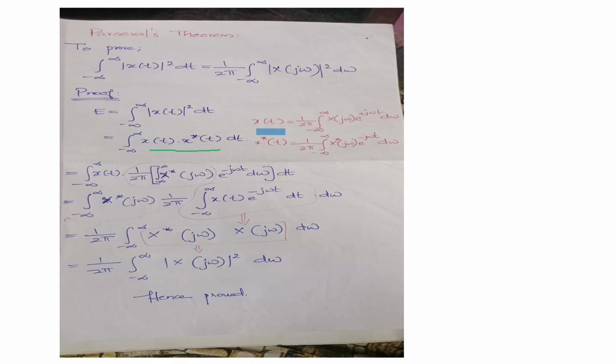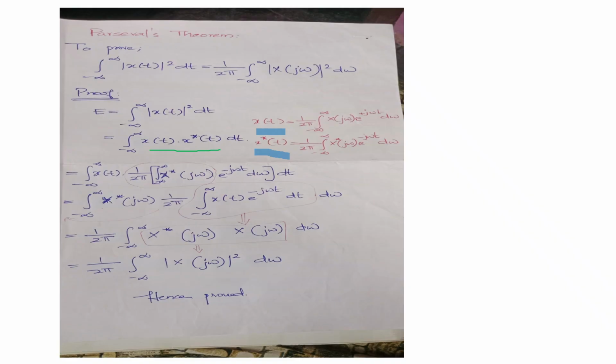The x(t) value is given here, that is 1 by 2 pi integral of X(jω) e power jωt dω, and the x star of t value is also given as 1 by 2 pi integral of X star of jω e power minus jωt dω. Now what happens here? Here x(t) stays as x(t), no changes, but x star of t has to be substituted, that is 1 by 2 pi integral of X star of jω e power minus jωt dω into this dt. Okay, it is mentioned here.